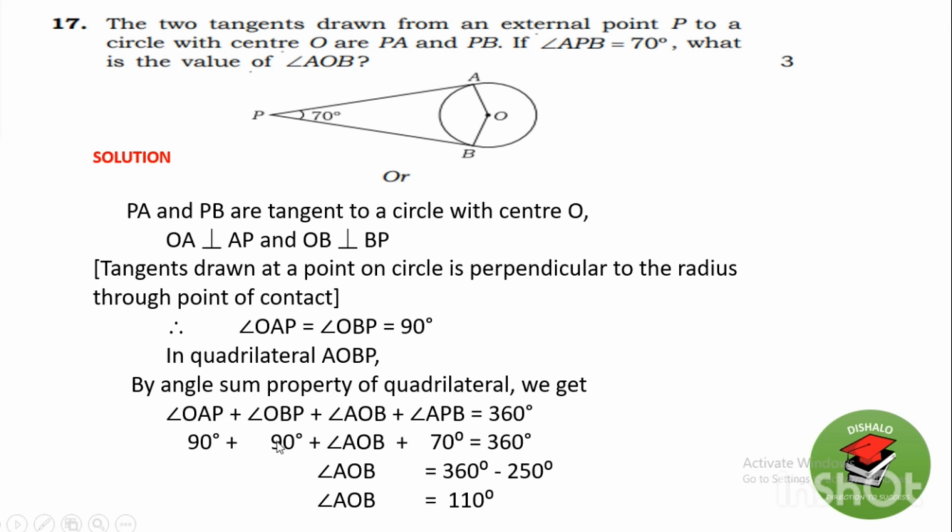Put down the values of OAP, OBP, APB: 90 plus 90 plus 70 plus AOB equals 360. From there, AOB equals 360 minus 250. Why minus 250? Because 90 plus 90 plus 70 is 250. When plus 250 goes this side, it becomes minus 250. So when you subtract it, angle AOB equals 110 degrees.